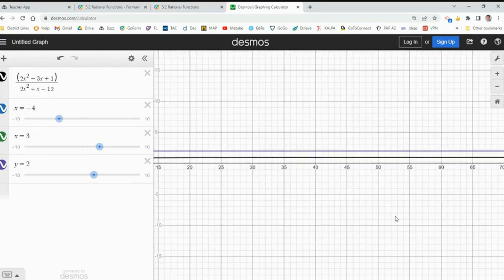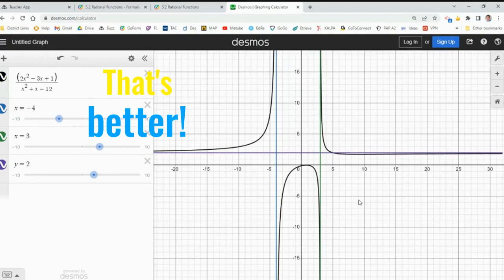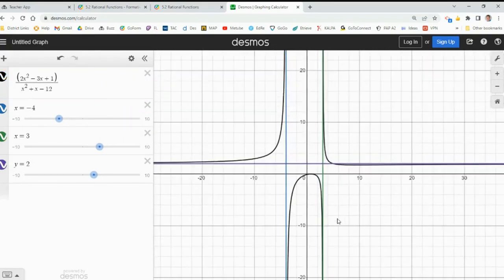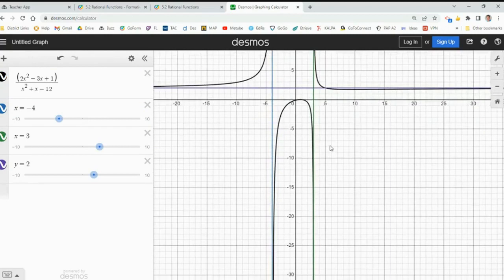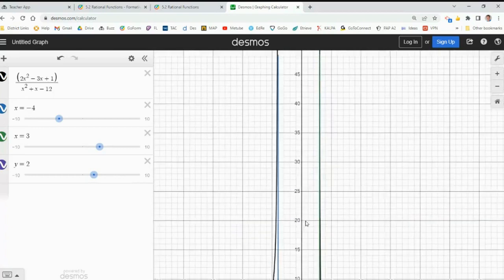Wait a minute. The bottom there was not a 2. The bottom was just an x squared. That changed everything. Okay, I put the wrong equation in. It's just x squared plus x minus 12. Okay, now we can see the asymptotes are working right. See the asymptotes at -4 and +3. It's getting closer and closer at top and bottom.